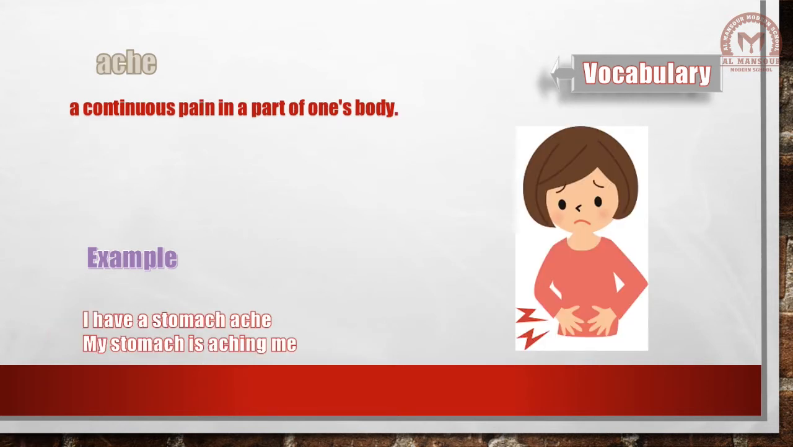He has strong muscles. The word ache, which means hurt, which is continuous pain in part of one's body. Okay? When something is hurting you, and it's constant and it happens all the time, this is called ache. Okay, here's an example. I have a stomach ache, or my stomach is aching me. This word is a noun and this word is a verb.